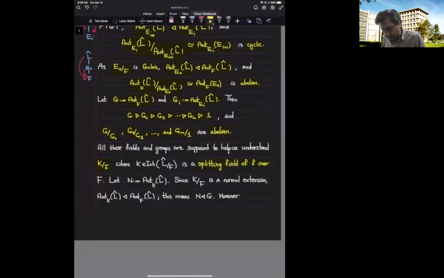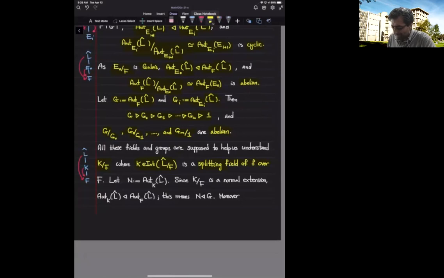But what does it mean that K is an intermediate subfield of this and K over F is a normal extension? Again, the picture this time is like this. I have F, I have this intermediate subfield K, and I have L hat over here. And I know that K over F is Galois and L hat over F is Galois. So again, similar to the part of the argument that we already have.